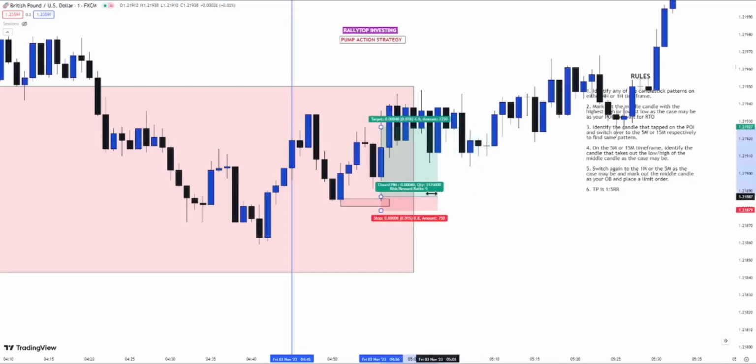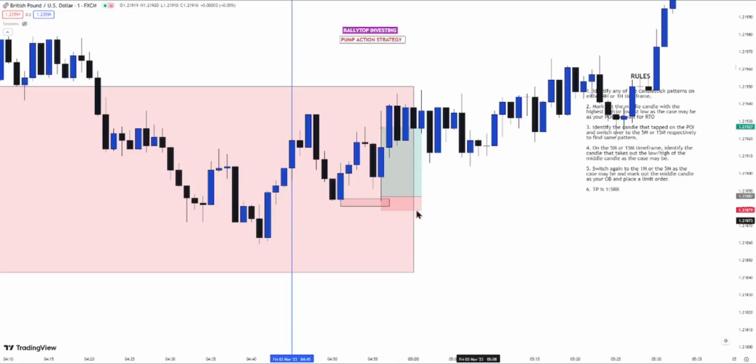Very easy. That's your 1 to 5. Okay. Price tapped on it and continues to move higher. All right. It continues to move higher. So that's the first trade after this vertical line. Now, let's look for another opportunity for the second trade.